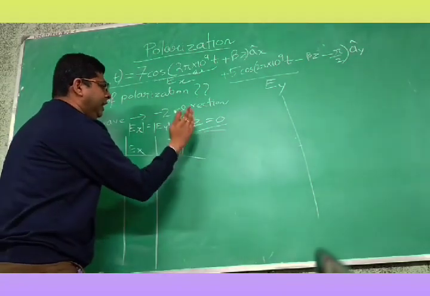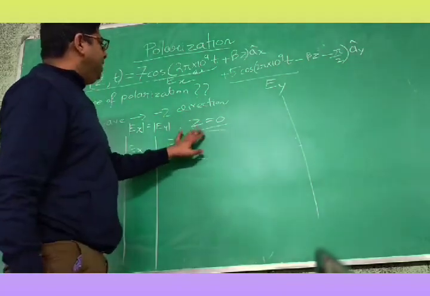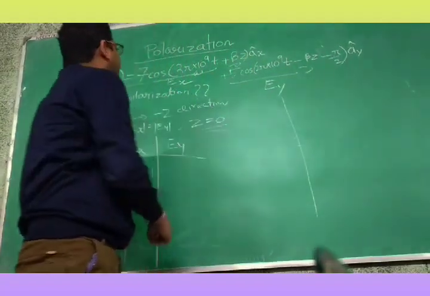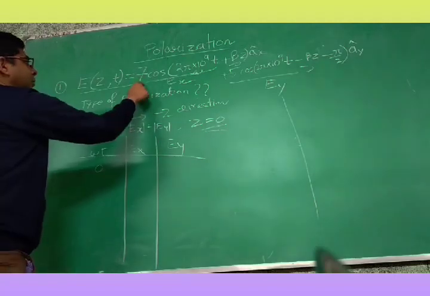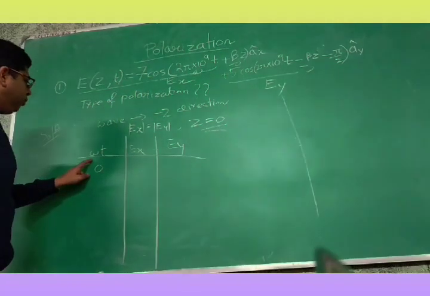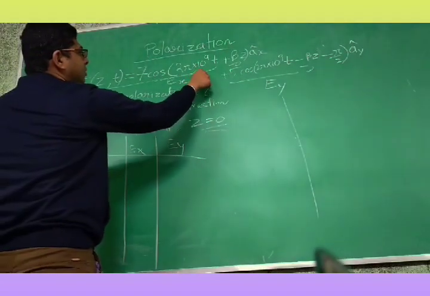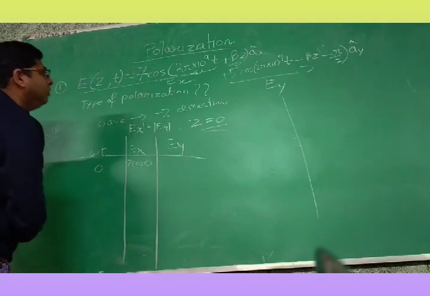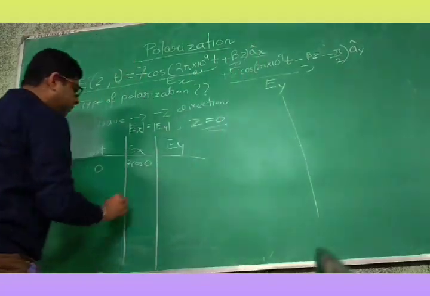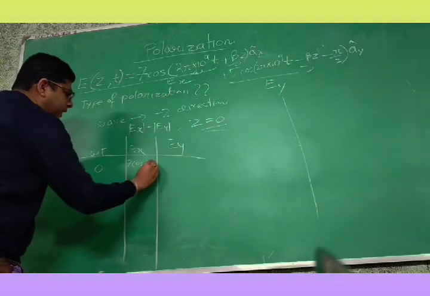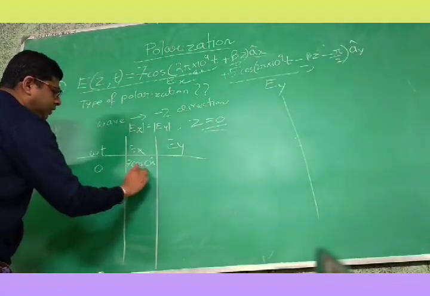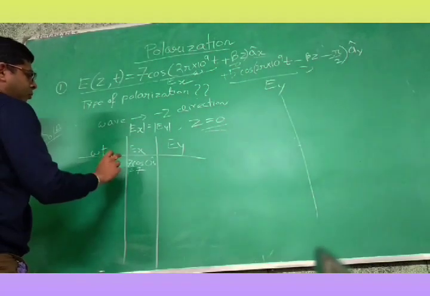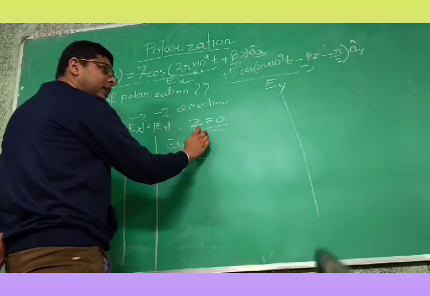So for the sake of simplicity, let us put z equal to 0. If I put z equal to 0, that means this part will be 0, this part will be 0. So this will be 7 cos, and if you put omega t equal to 0, that means this one is 0. So 7 cos 0, and you can write this as Ax cap. Basically cos 0 degree is 1, so this is 7, provided that we have considered z equal to 0.